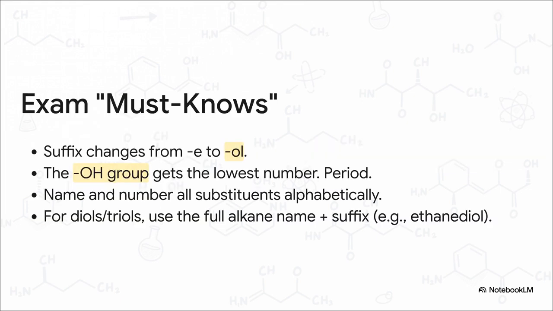Okay, deep breath. Time for the rapid-fire recap. These are the absolute must-knows for your exam. Number 1, the suffix is all. Number 2, the OH group gets the lowest number. Period. No exceptions. Number 3, name and number all the other groups alphabetically. And number 4, for diols and triols, you keep the full alkane name before the suffix. Burn these 4 points into your brain, and you are going to be in fantastic shape.